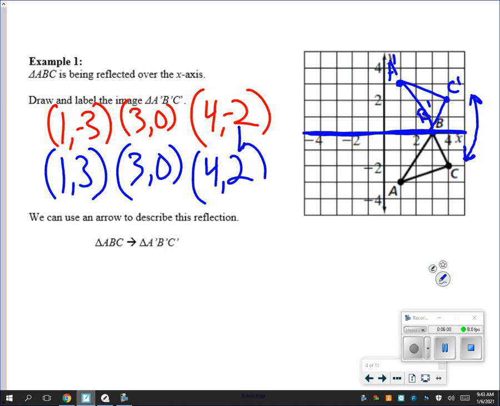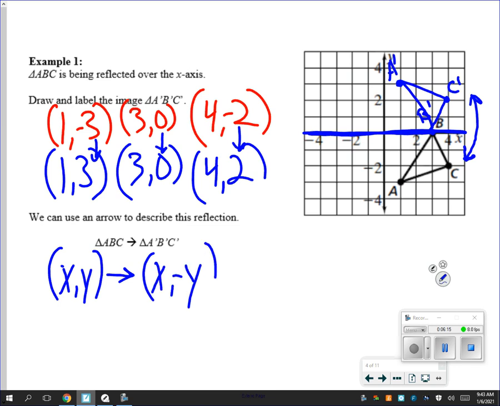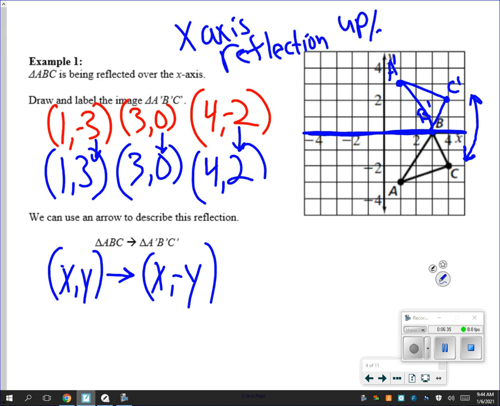Notice which coordinates change signs. Well, obviously this one didn't change at all. I'll go over this again later. When you reflect over the x-axis, the y-coordinate changes sign. So if it was negative, it became positive. If it was positive, it would become negative. And we'll go back over this again. All right? So just know, x-axis reflection is an up-down flip. So up or down.